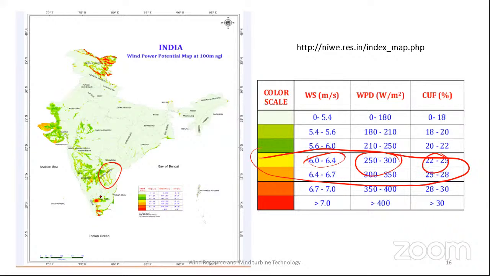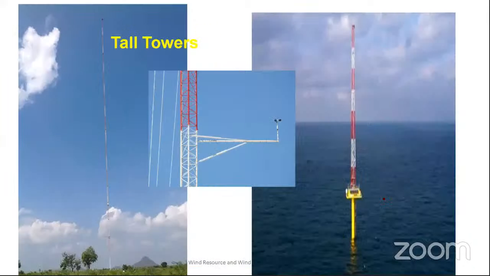For example, in the state of Tamil Nadu, in this particular region, we can see the wind speed is in the range of 6.7 to 7, and wind power density 350 to 400 watt per square meter. Right? These are the excellent locations for developing the wind farm. Right? How are we measuring the wind speed?